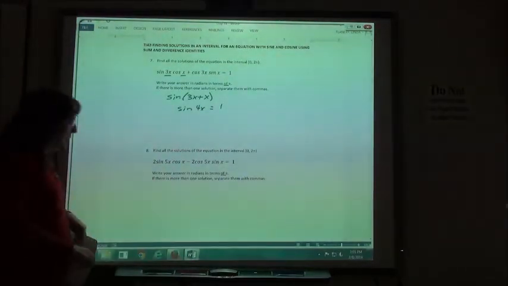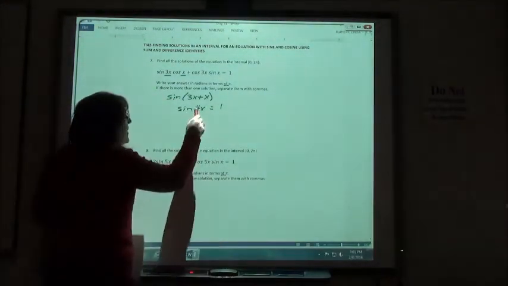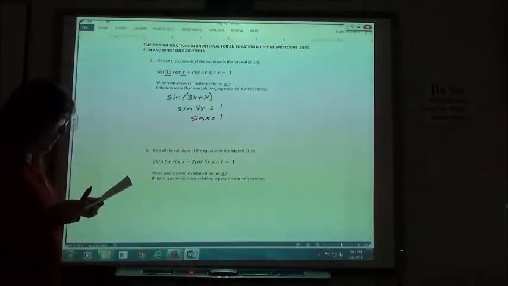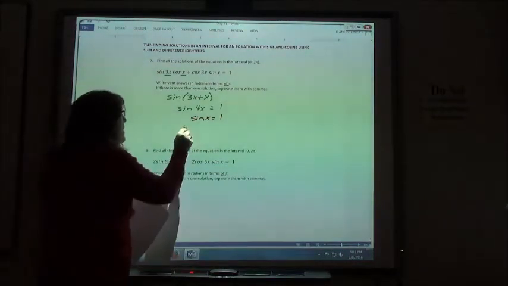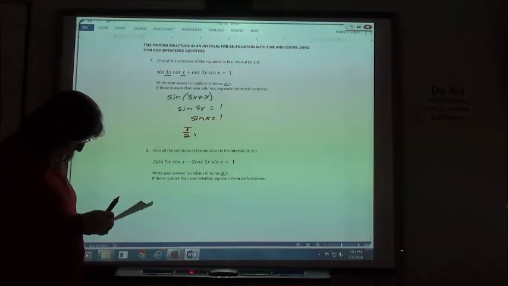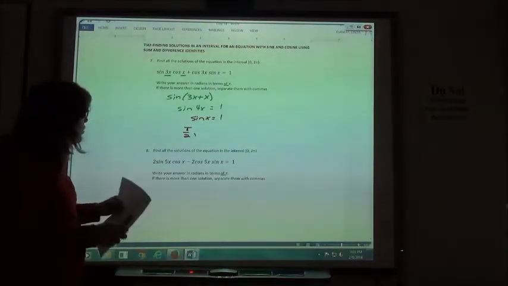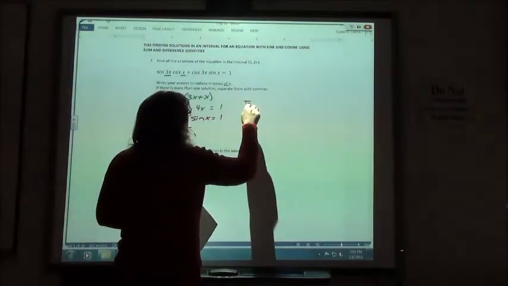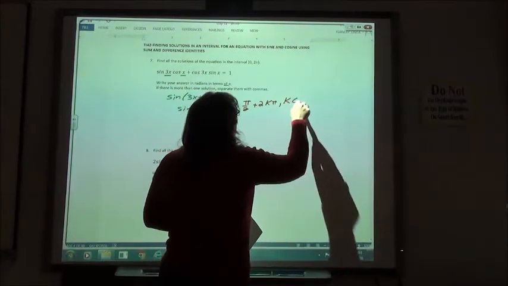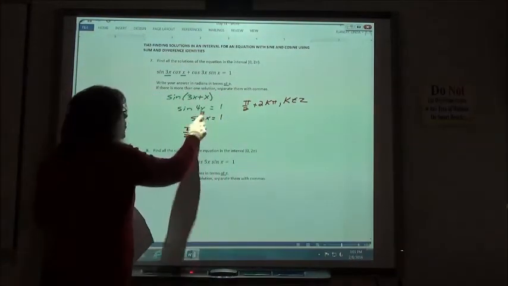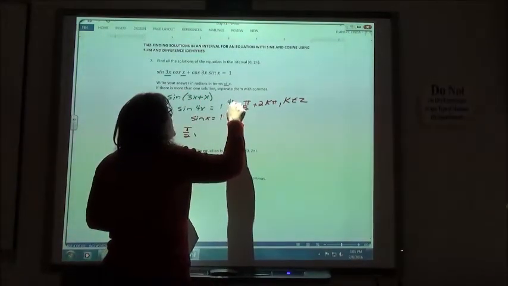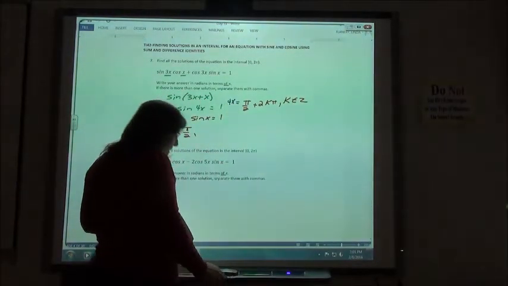Now we're going to do it like we did the previous problems. We're going to pretend that we're just going to do the sine of x equals 1 and look those up. So on my paper, where does the sine equal 1? Pi over 2. And that's my only answer, pi over 2. So normally we have pi over 2 plus 2k pi, with k being an element of Z. However, we're going to use 4x instead of x. 4x is equal to that.